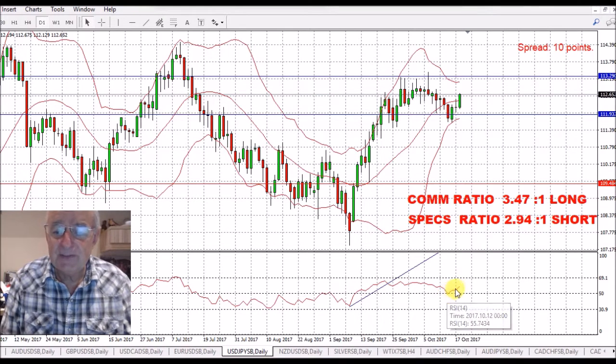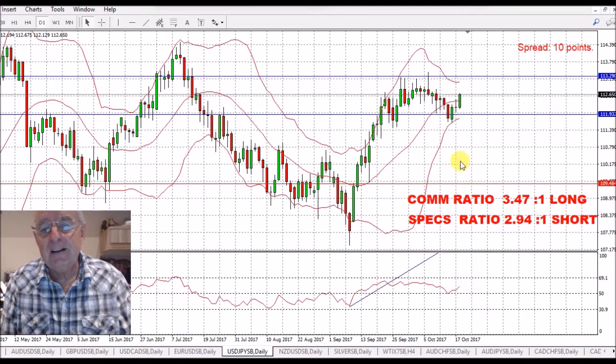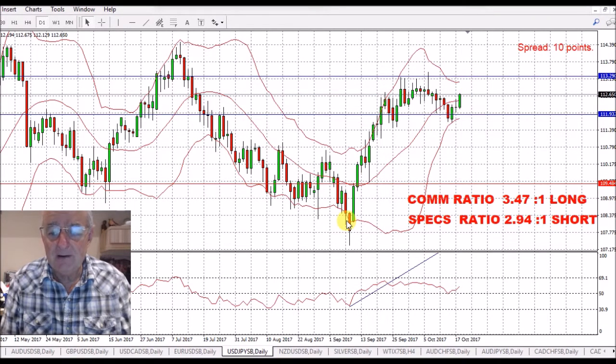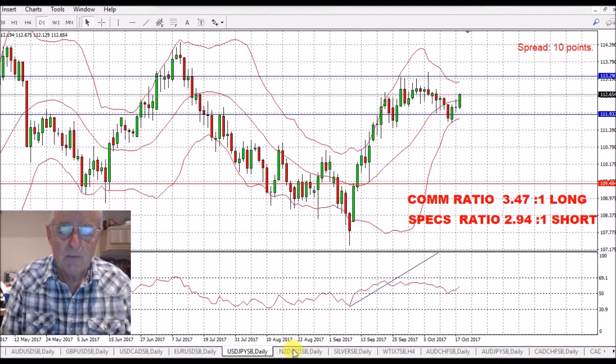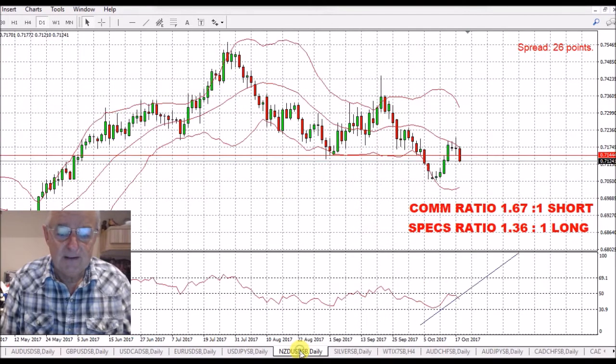We've bounced off the 50 and we're heading back up. I expect to see a little bit more strength in this pair over the next 2 or 3 days. So we'll see what happens, but it is a fairly good sell where it is. But there are better crosses out there, much better crosses.